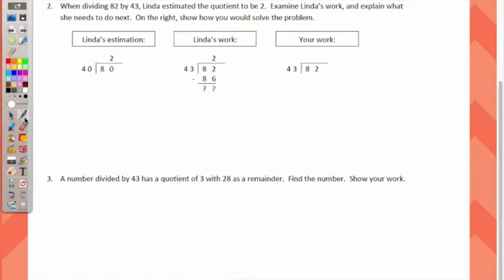Table 1, tell me what you talked about. When you looked at Linda's work, what did you notice? We saw that 43 times 2 is 86, which is higher than the dividend. That's right. So 86 is too large. Did everyone else decide that? Okay. So instead of a 2, what should we try here? A 1. Okay. So 43 times 1. Go ahead and give that a try and see what you come up with.